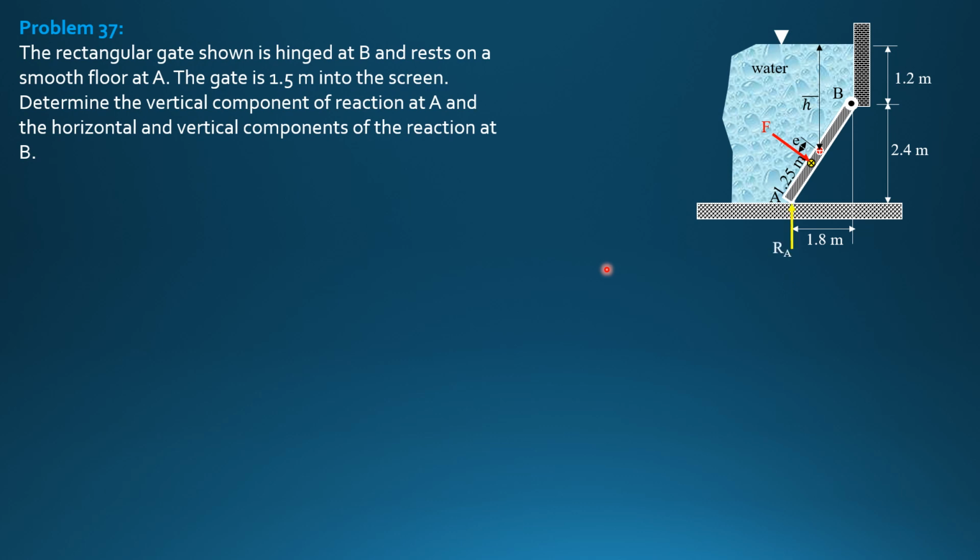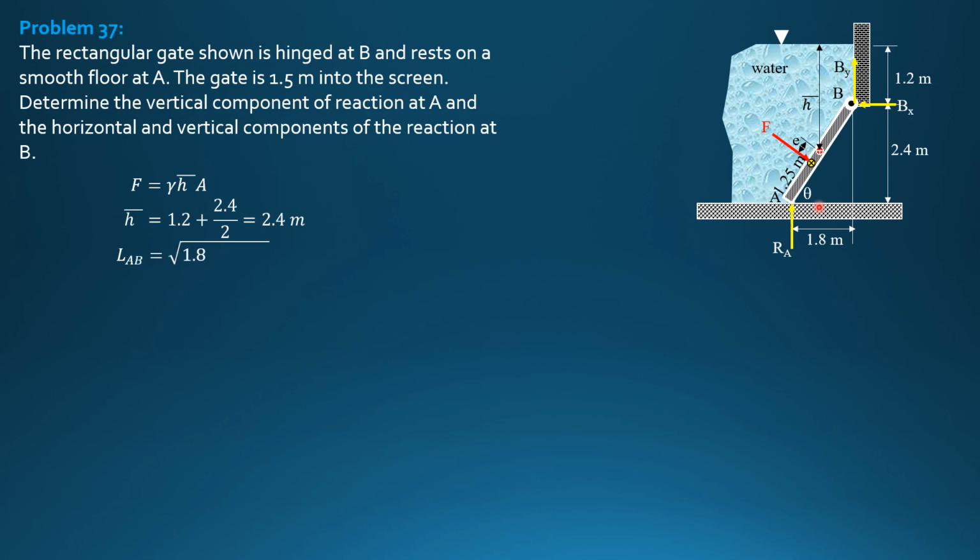Then that's RA, and the reactions at B, assuming Bx to the left and By upward. Then let's call that theta. Theta is arctan of 2.4 over 1.8, so theta is 53.13 degrees. So F is gamma barred H area, so barred H is 1.2 plus another 2.4 over 2, so 2.4.